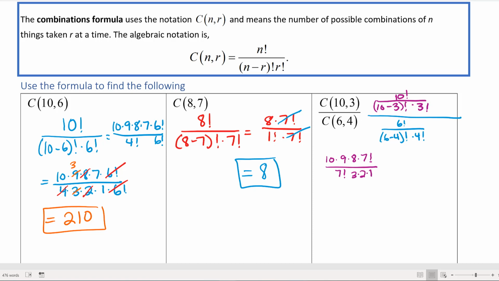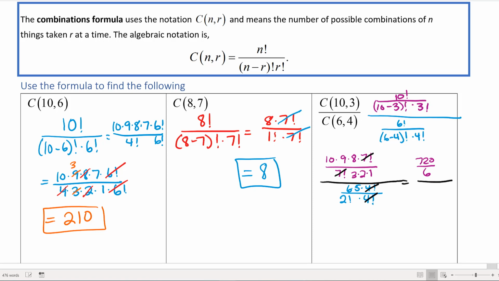And then this is over the blue. Now the blue I have 6 times 5 times 4 factorial divided by 2 factorial times 4 factorial. So in my purple, the 7 factorials divide out nicely. And I have in the purple 720 over 6. In the blue, I have the 4 factorials dividing out nicely, and then I have 6 times 5, which is 30, and then 2 factorial is just 2.